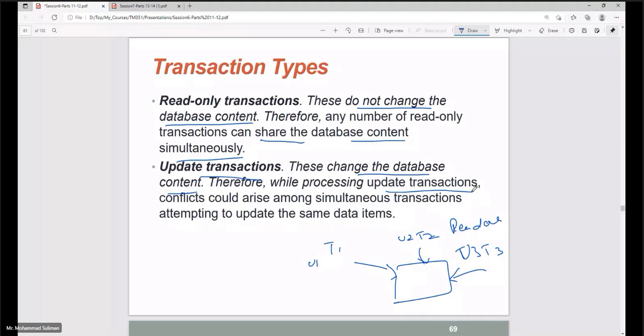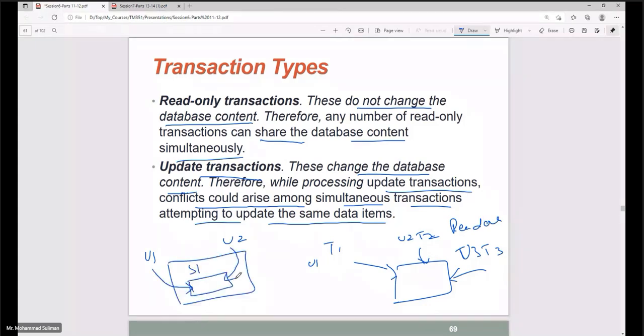So while processing an update transaction, conflict could arise among simultaneous transactions attempting to update the same data item. As I gave an example, let's say there is user 1 and user 2 who want to update student 1 information in the database. If both users try to make an update at the same time, the updates can conflict. So in this case, you allow either user 1 or user 2 to do the update at once. So that can be a problem.